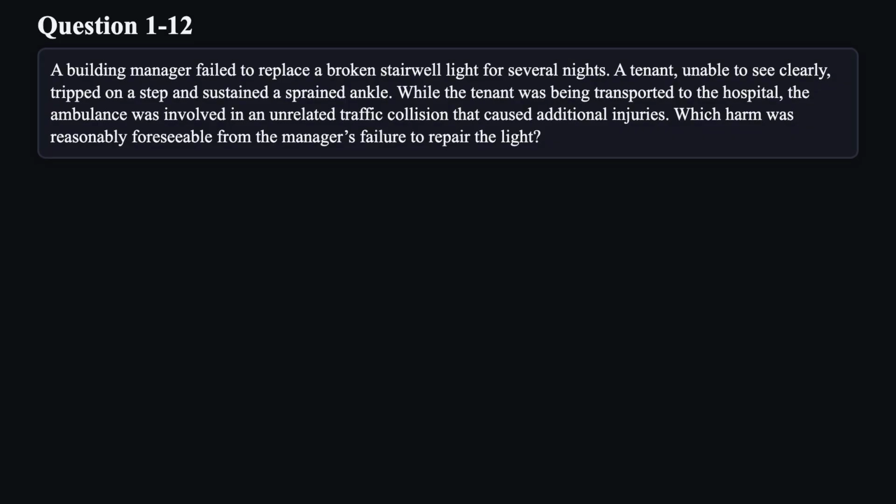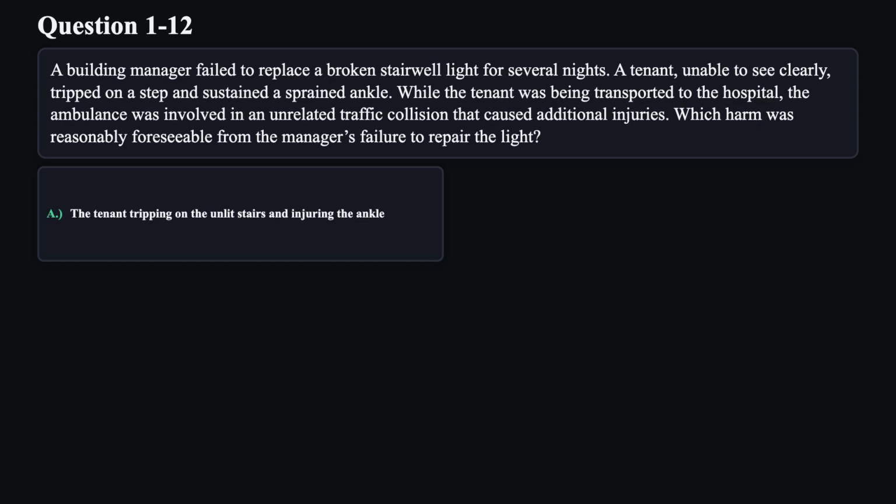Question 12. A building manager failed to replace a broken stairwell light for several nights. A tenant, unable to see clearly, tripped on a step and sustained a sprained ankle. While the tenant was being transported to the hospital, the ambulance was involved in an unrelated traffic collision that caused additional injuries. Which harm was reasonably foreseeable from the manager's failure to repair the light?